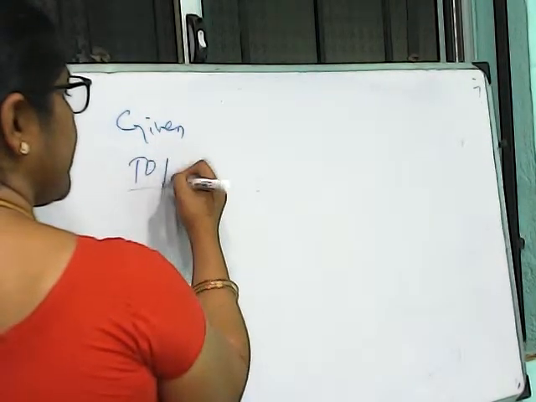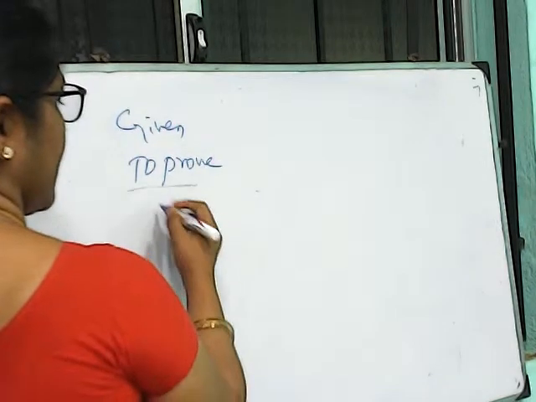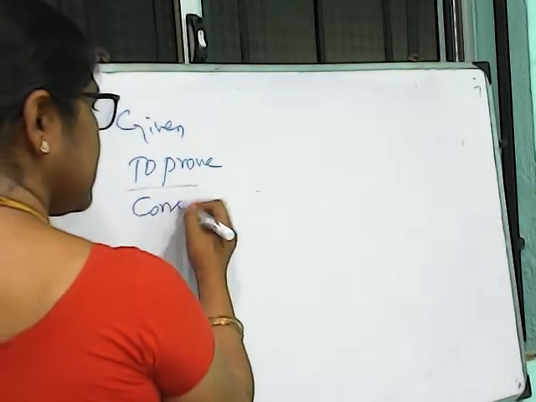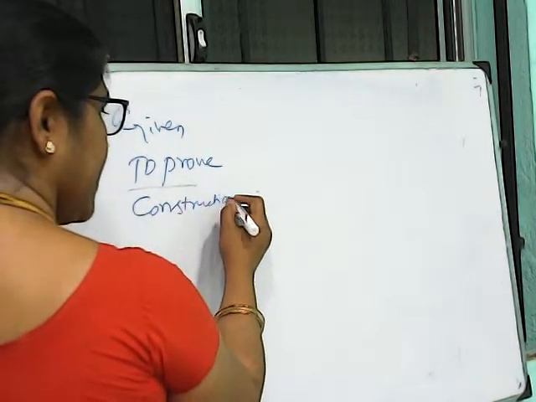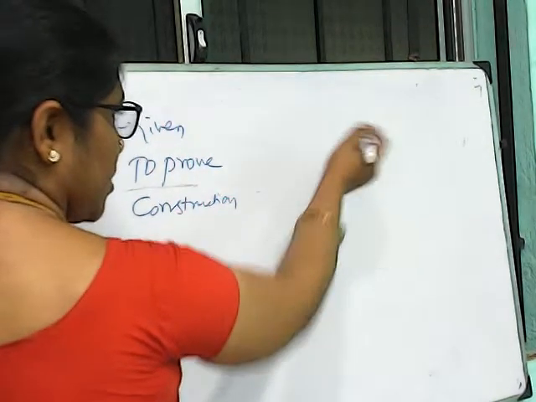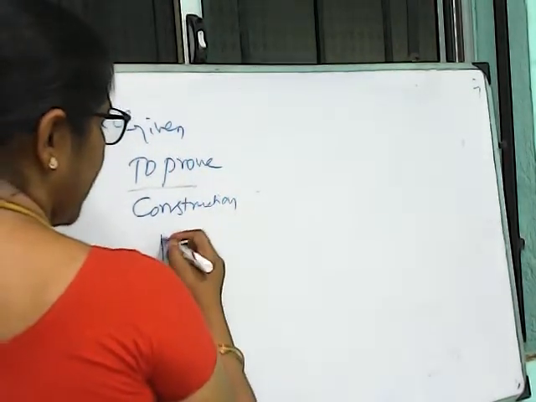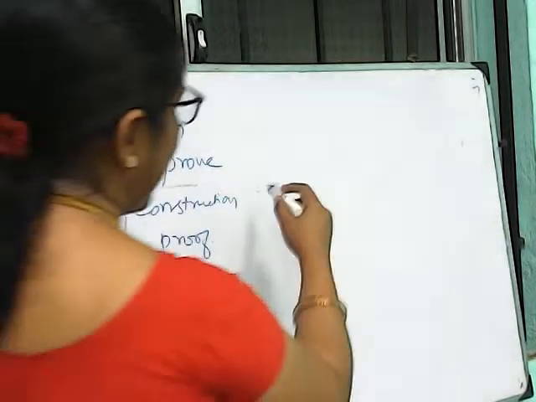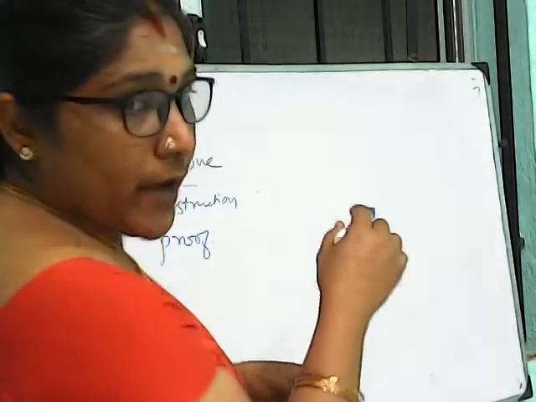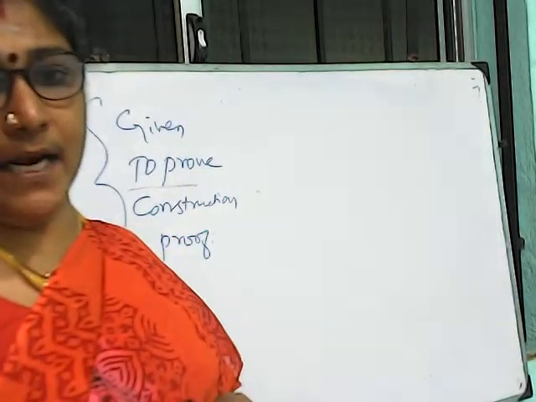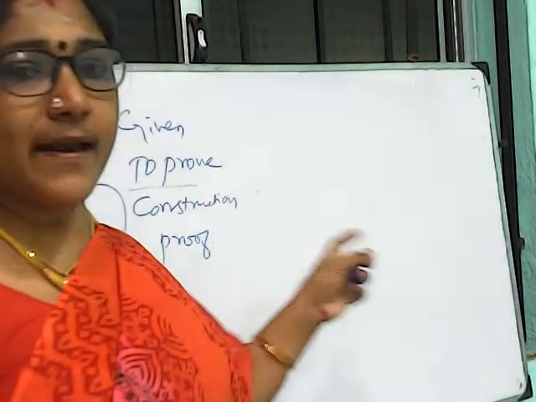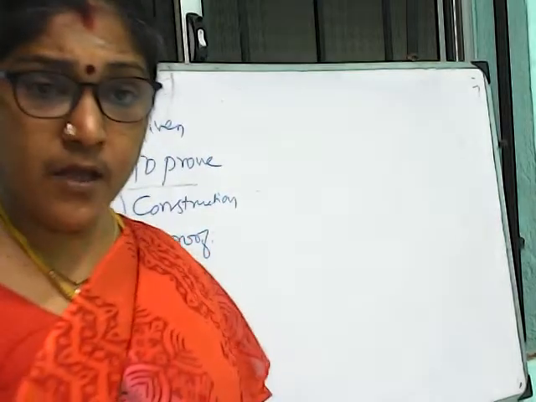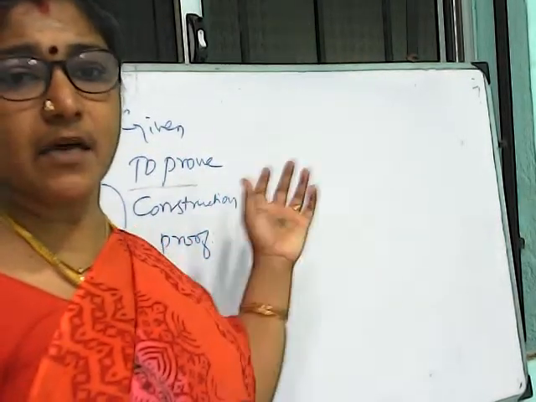Given, to prove, construction if there is one, you can draw the figure on the side, then comes your proof. So please follow this pattern, with the figure on the side. Okay, now watch how I write this theorem, then you will have an idea of how to go about the problems too.